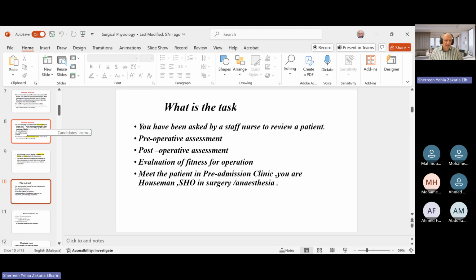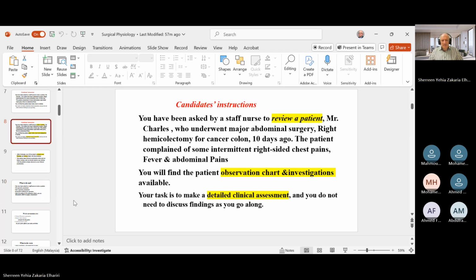So I bring again the first scenario. So anyone now tell me what is your expectation from this station? What did you expect? It can be pneumonia, or pulmonary embolism. Expectation is what you need to do in this station.